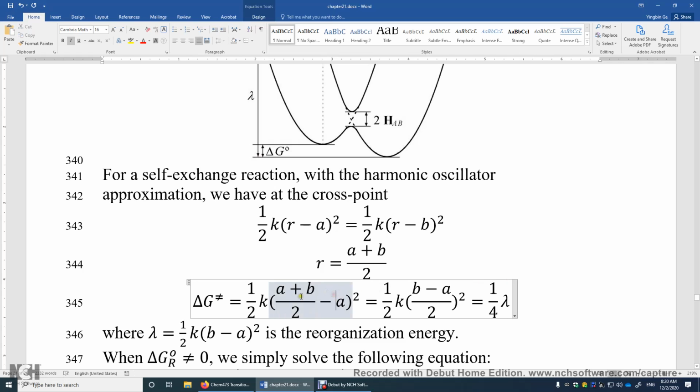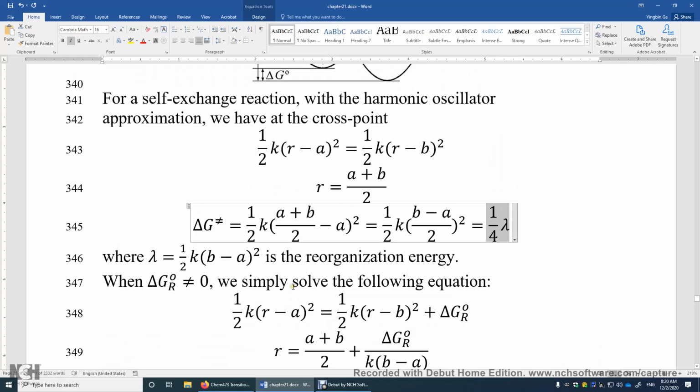All right, so what if you use this minus B? Actually, you get the same result. Okay, so this is R in the midpoint minus B. This guy minus B is also (A minus B) over 2, but then you need to square it, so you get the same result. So that means the forward and backward energy barriers are both 1/4 of lambda. Lambda is 1/2 k times (B minus A) squared. Lambda is the reorganization energy.